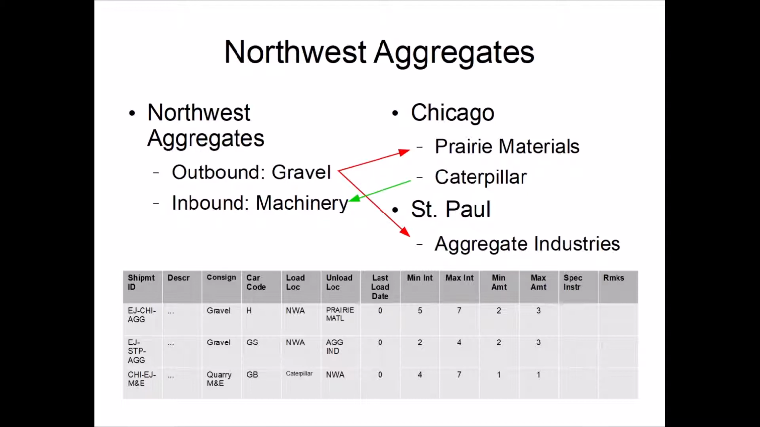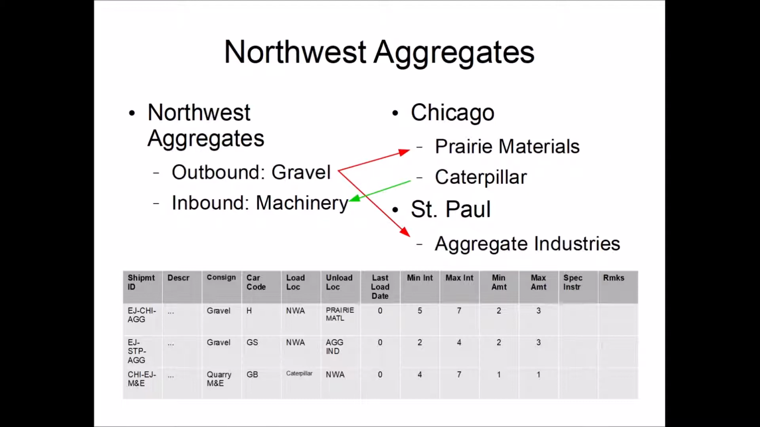The minimum shipment interval for the first one I have as every 5 operating sessions, but a maximum of 7. So it means every 5th, 6th, or 7th operating session, that shipment will go out. The second one, to St. Paul, is every 2 to 4 operating sessions. So that means a shipment is going to go out every other operating session, every 3rd operating session, or every 4th.